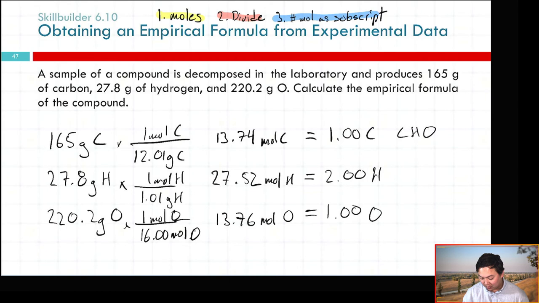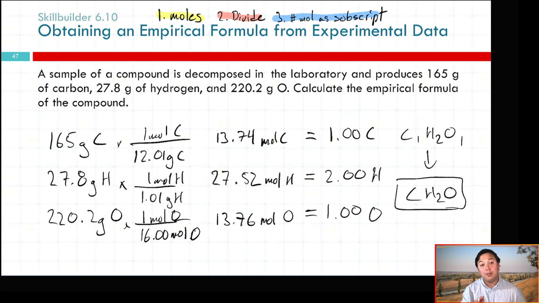So carbon 1, hydrogen's 2. Let me space this out a little better. Carbon, 1. Hydrogen, 2. Oxygen, 1. So then our actual answer will be CH2O. And that is our empirical formula, right? So we don't know how many carbons there are exactly, or how many hydrogens or oxygens. We just know that this is the empirical formula. These are the proportions really of each, the smallest whole number ratio.